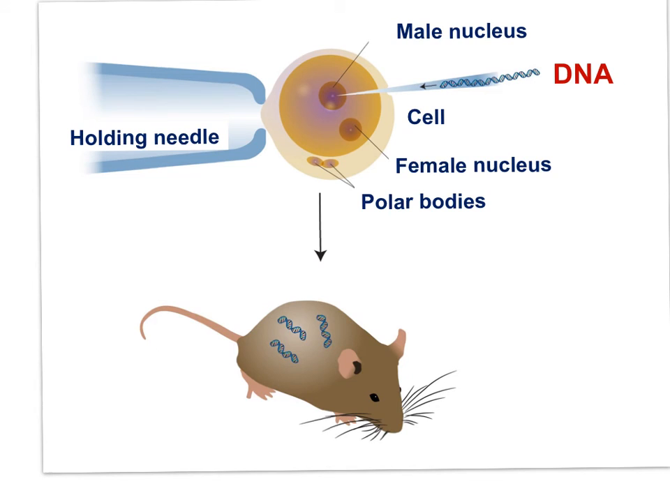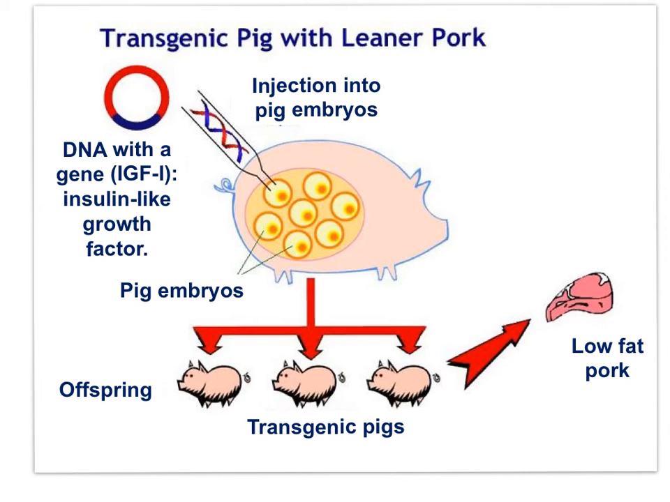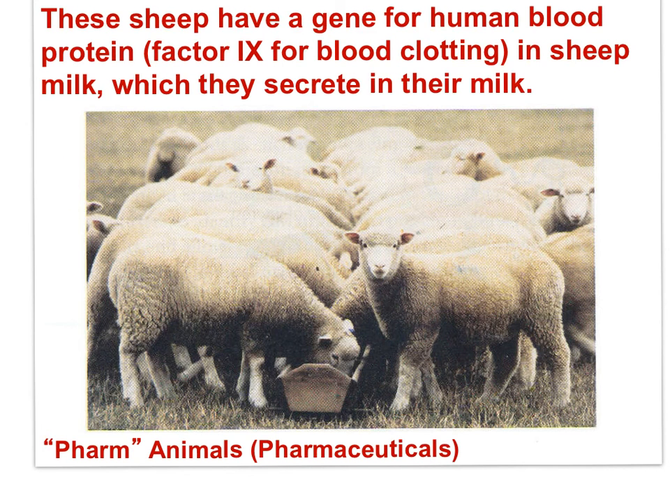In order to create transgenic animals, the gene must be inserted into the embryo so that all cells of the animal following development would carry the gene. You can see here DNA is being inserted just after fertilization. Again, with transgenic animals, in this case pigs that produce a leaner muscle, the gene must be inserted into the embryos. These sheep have a gene for human blood protein, factor IX, important in blood clotting. The protein is secreted in the milk of the animal and can be extracted from the milk.